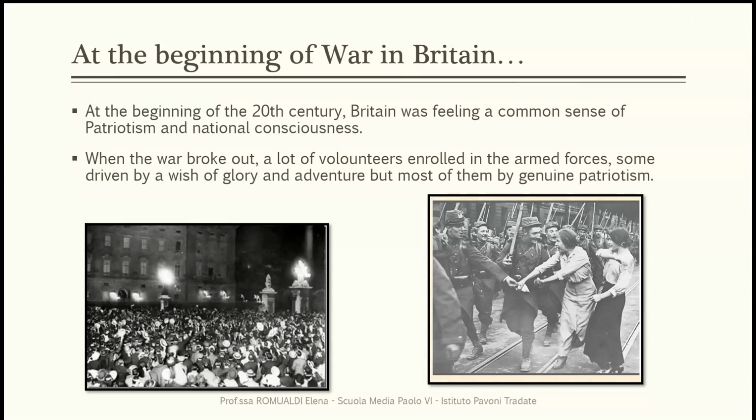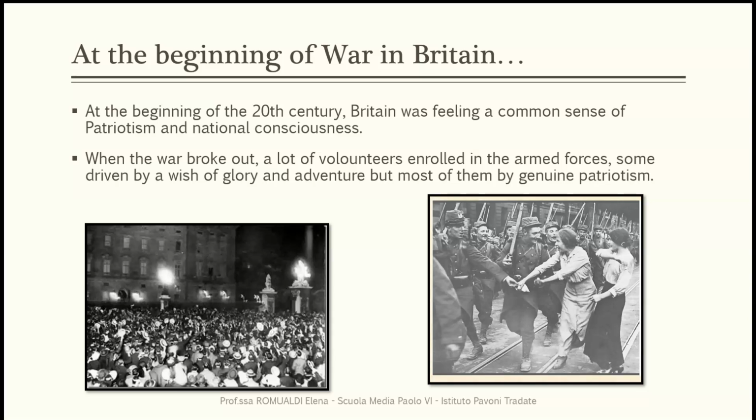But let's focus a little bit more on Britain and on the reaction of British people to the beginning of the war. We can say that at the beginning of the 20th century, Britain in general, but all European countries, were feeling a common sense of patriotism and national consciousness. So this idea of feeling one country was very strong in the British population. And when the war broke out, this is another important verb, break out, scoppiare, there were a lot of volunteers that joined the armed forces, and they were both driven by a wish of glory and adventure, but most of the times they were just feeling a genuine patriotism. They wanted to belong to their country and to show the love to their country in this way.